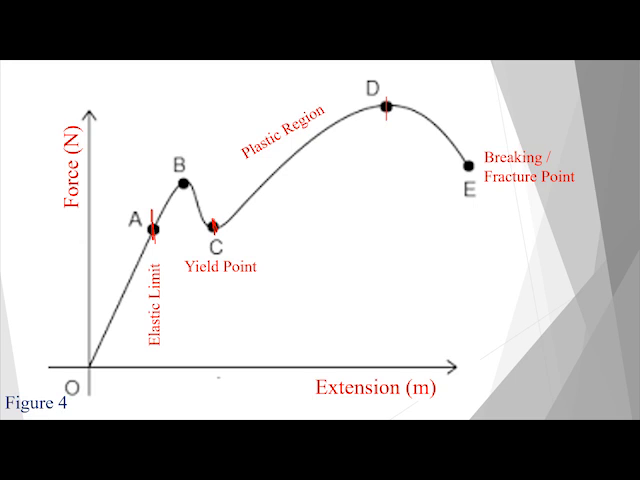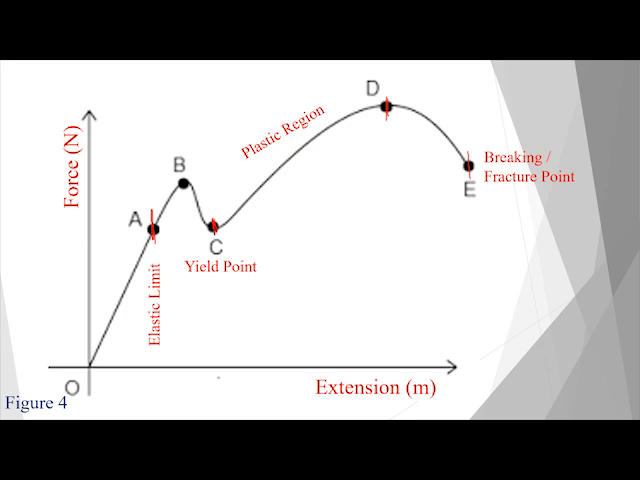Behaving like a plastic means that any little addition in force will result in an abnormal increase in deformation, and the material will no longer regain its original dimension. Between point D and point E marks the breaking or fracture point of the material. That means at this point, any further increase in the force will result in fracture or a final break off of the material.